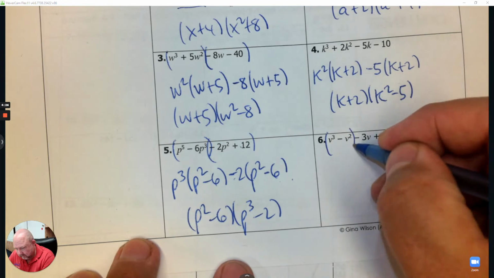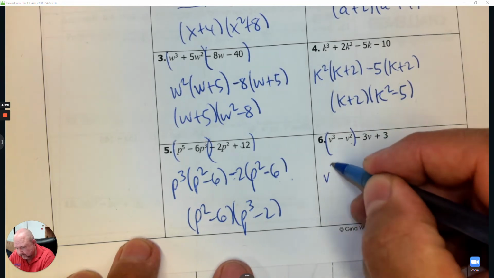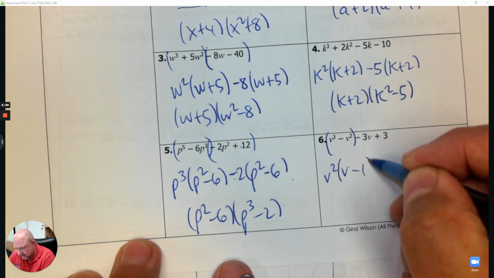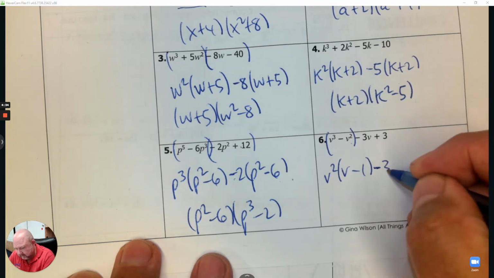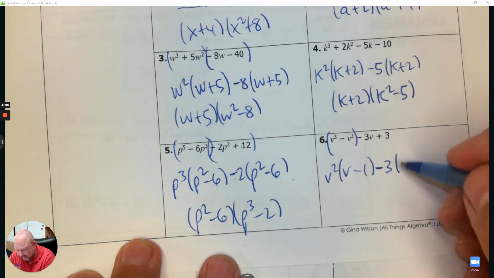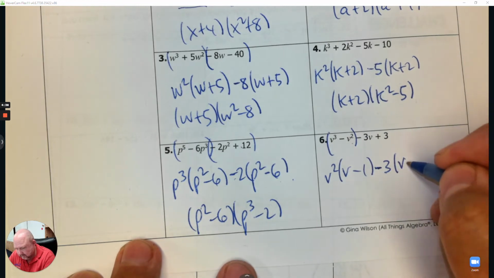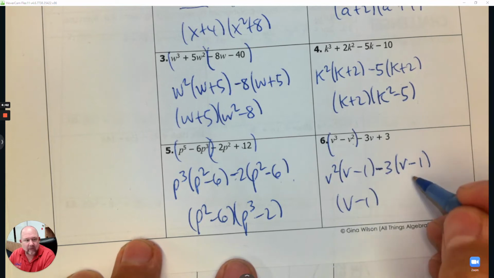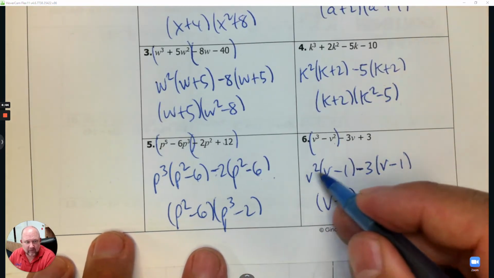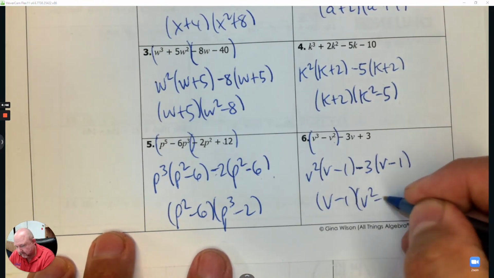Again, look at the first two. Take the least. That's v squared, and then divide. Look at negative 3 and 3. Negative 3. Divide. That's v minus 1. And so v minus 1 they have in common. And then what's left over is v squared subtract 3.